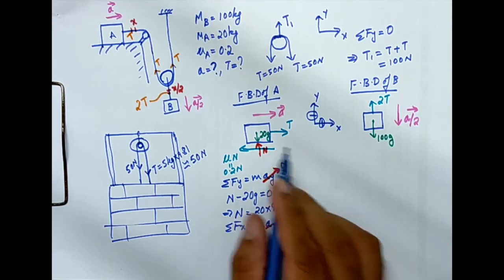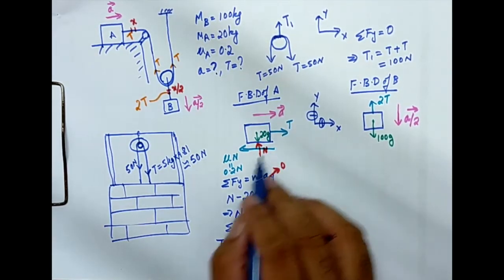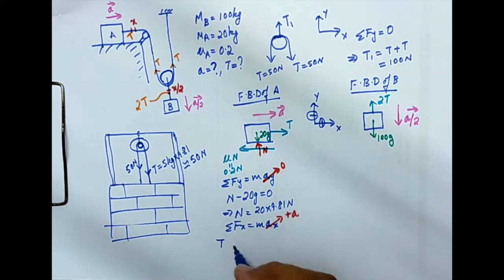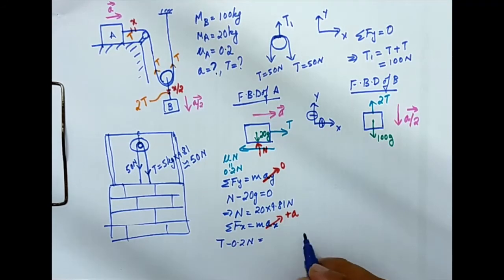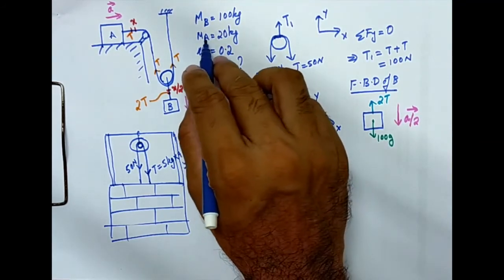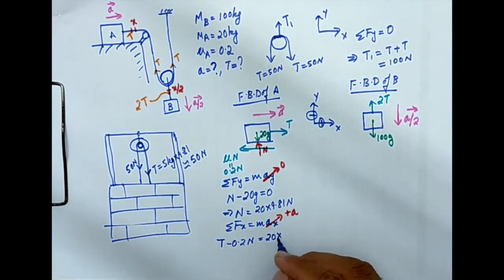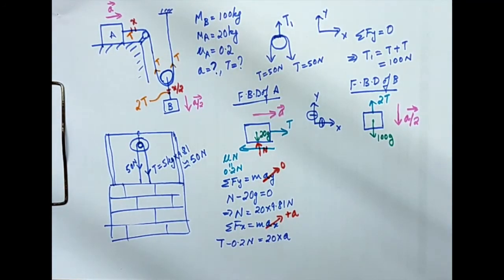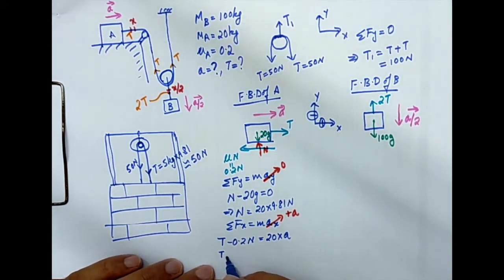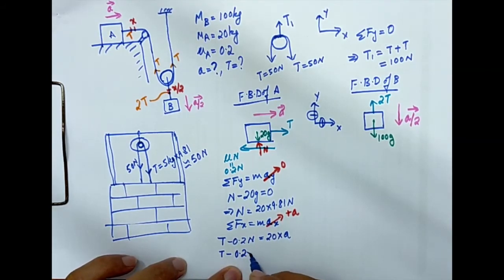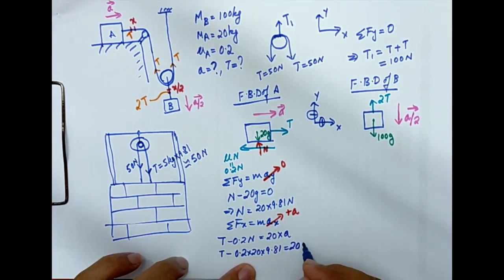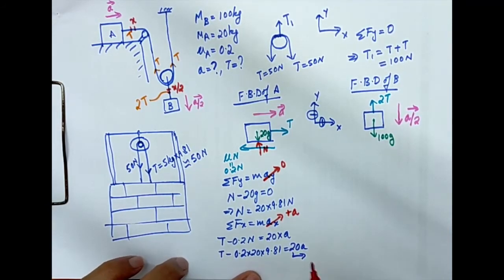Okay, now let's see. T to the right, 0.2 N to the left, equal to the right hand side mass. Mass of A is 20, so 20a. We have the value of N available, so we can write T minus 0.2 into 20 into 9.81 is equal to 20a. That's my equation number 1.